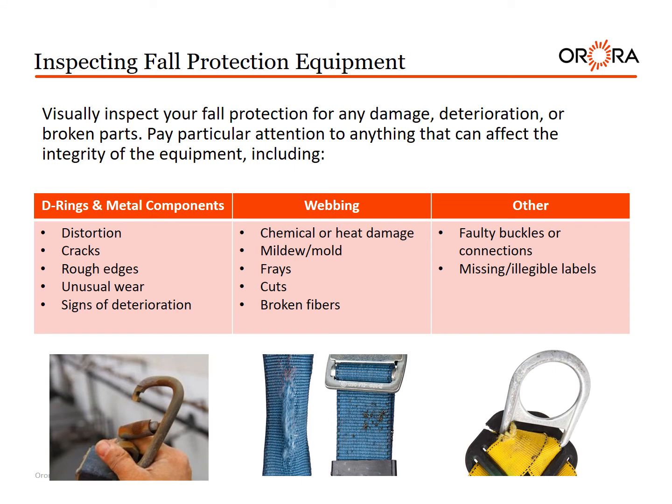Inspect fall protection equipment. Visually inspect your fall protection for any damage, deterioration, or broken parts. Pay particular attention to anything that can affect the integrity of the equipment, including D-rings and metal components. Some examples: distortions, cracks, rough edges, unusual wear, signs of deterioration. Webbing. Examples: chemical or heat damage, mildew, mold, frays, cuts, broken fibers. Other: faulty buckles or connections, missing legible labels.